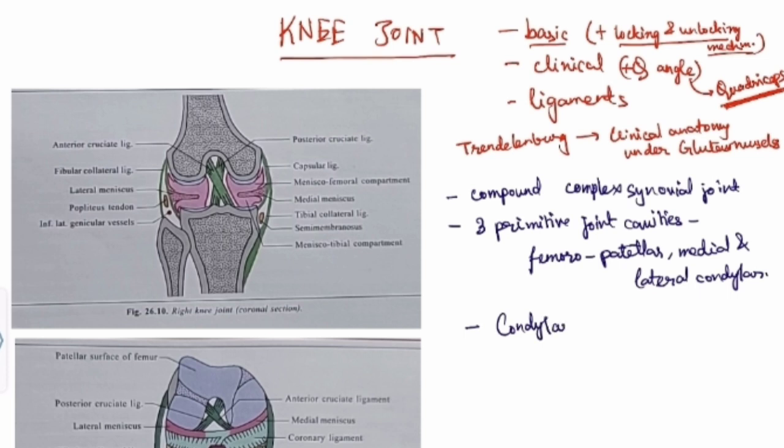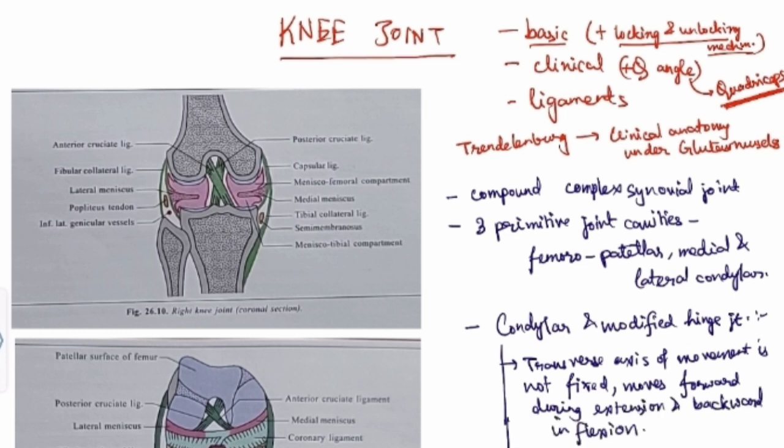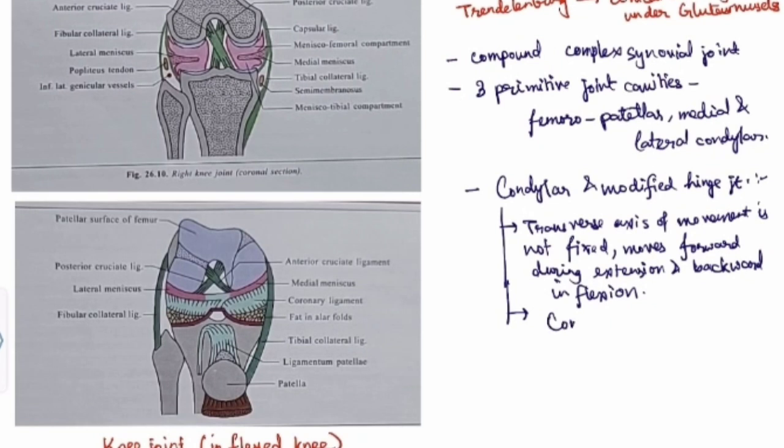Why is it known as a condylar and modified hinge joint? In our human body there are no normal hinge joints present. All the hinge joints that are present are modified hinge joints. So it's a modified hinge joint. The transverse axis of movement is not fixed. The transverse axis of movement actually changes its position. We will come to know that in the locking and unlocking mechanism part. It moves forward during extension and backward in flexion. There is some conjunct rotation also of femur on tibia and vice versa.